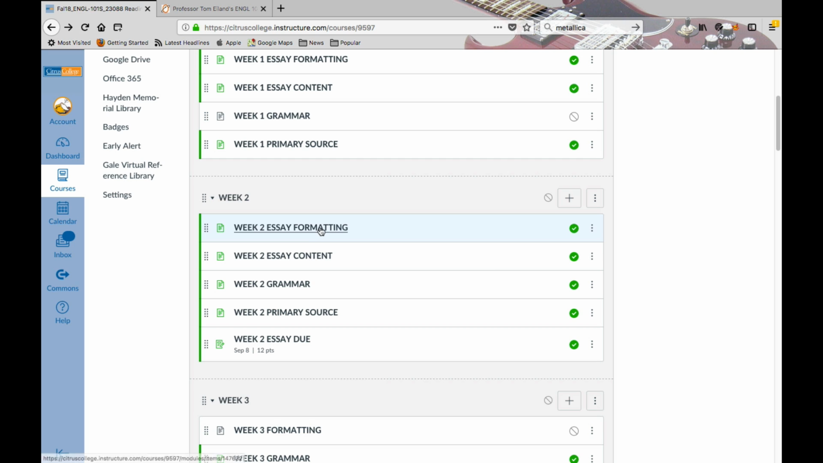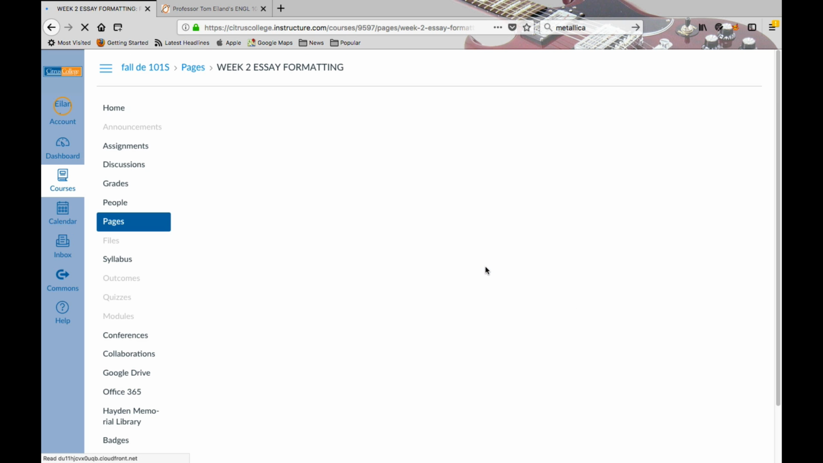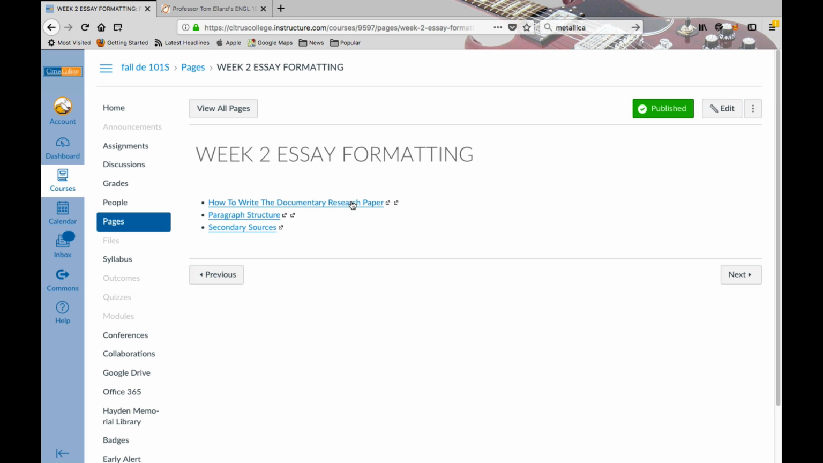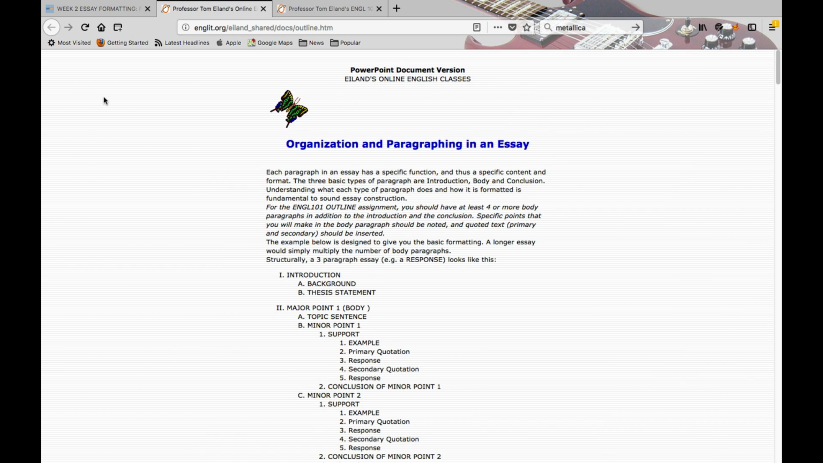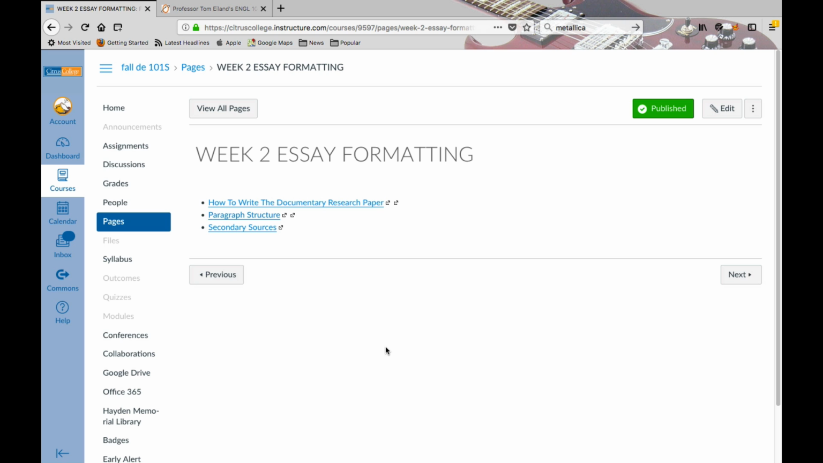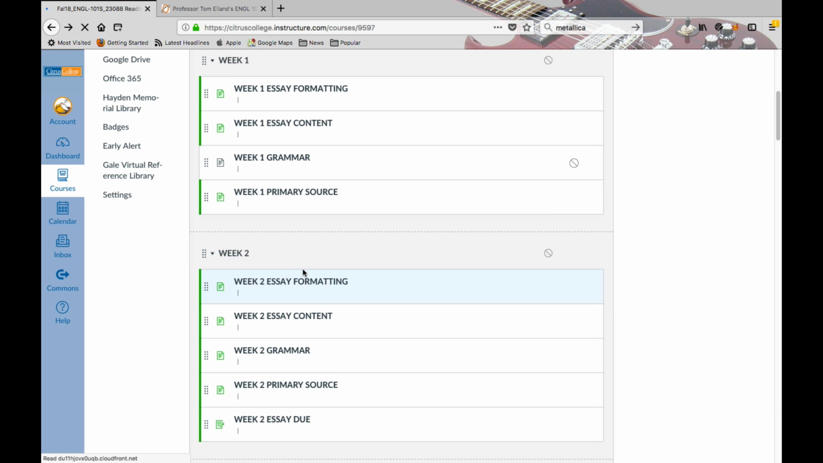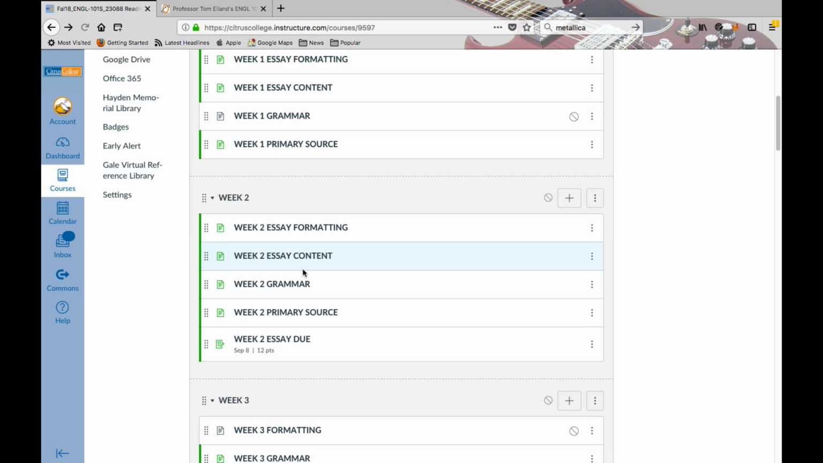So when you come down to, say, for example, week 2, one of the things I'm going to introduce to you is not only how to write a research paper, but also what a secondary source is and how to write, basically, in paragraphs in an organizational way. This stuff is all important because it has to do with taking your thoughts and ideas and your research and presenting them in a way that your reader understands what you're talking about and gives you the best grade possible that reflects the amount of work that you've put into it.